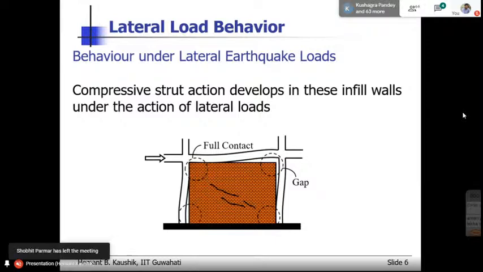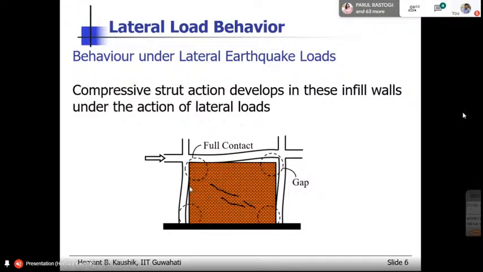When the lateral loads act on this frame, the frame starts deforming in a flexible manner, right? Infill wall is there, it will not allow that flexible deformation, so that full contact will develop. Now if you look here, the contact length between the frame and the wall is up to this point in the beam, and the contact length in the column is up to this point in the column. Similarly, there is a contact length here, and there is some contact length here, assuming that it's a multi-story building.